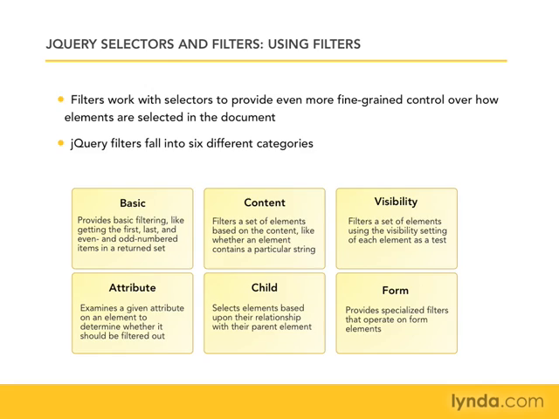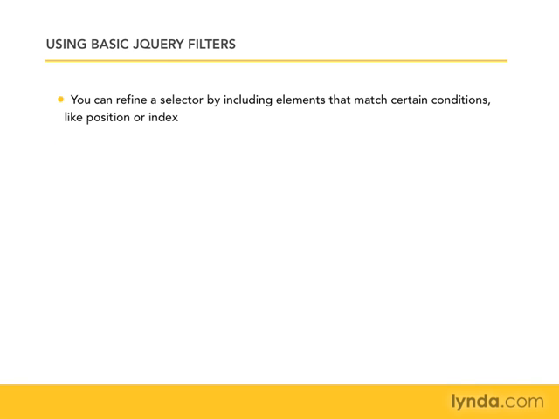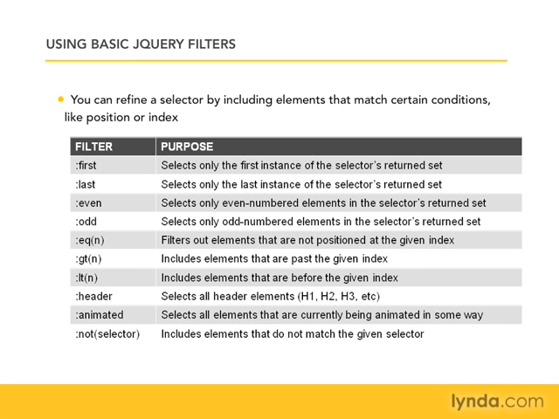Okay, so let's take a look at the basic jQuery filters. So basic filters allow you to refine the results of a jQuery selector by only including elements that match certain conditions. And if you're taking a look down this list and you're familiar with CSS, you probably notice that, again, these match up very closely with CSS syntax. So for example, the :first filter selects only the first instance of the selector's return set. Similarly, :last selects only the last instance. Then there's :even and :odd, which select only the even numbered elements or the odd numbered elements in the return set that the selector came back with.